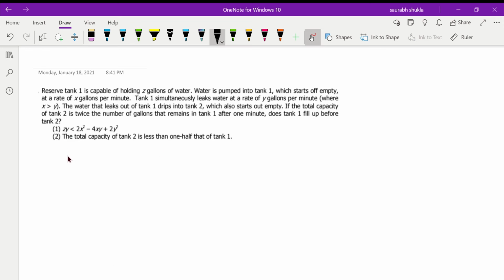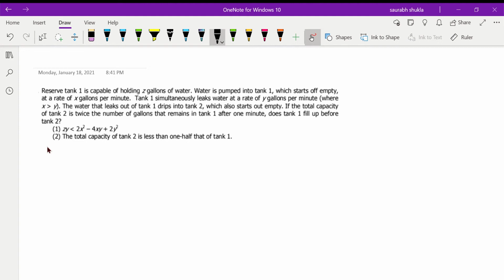Hello guys. So let's take up a very interesting data sufficiency question. As you can see, the question stem looks quite complicated. So now, as usual, we first analyze the question stem and try to break it down into simpler steps. Let me first read the question out for you.